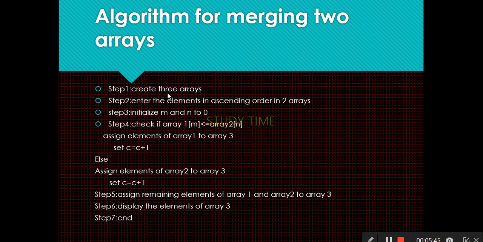Step 1, create 3 arrays. Step 2, enter the elements in ascending order in 2 arrays. Step 3, initialize m and n to 0. Step 4, check if array1[m] equals array2[n]. Assign elements of array 1 to array 3. Set C equals C plus 1. Else. Assign elements of array 2 to array 3. Set C equals C plus 1.